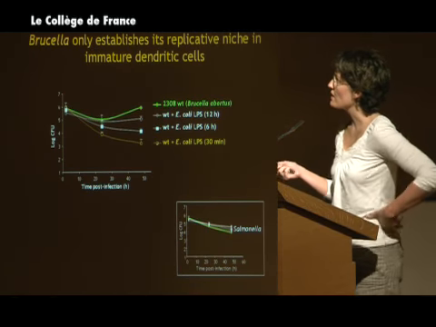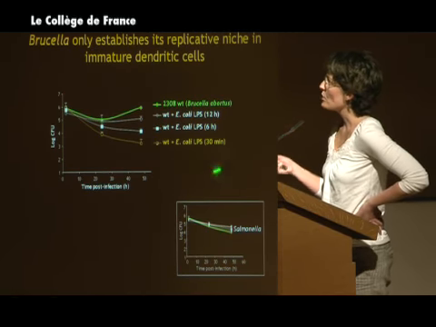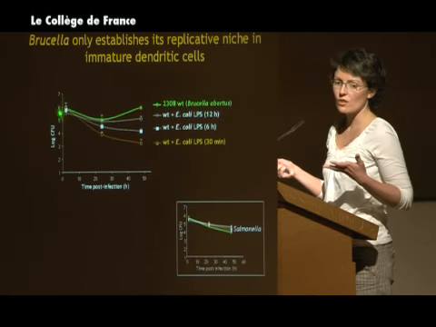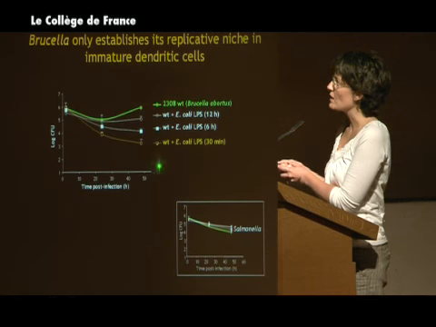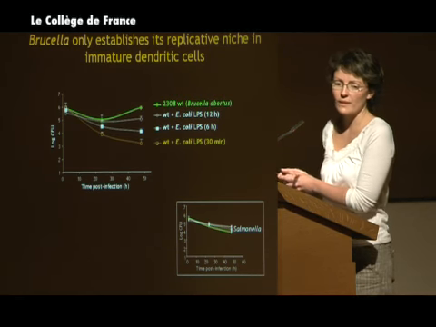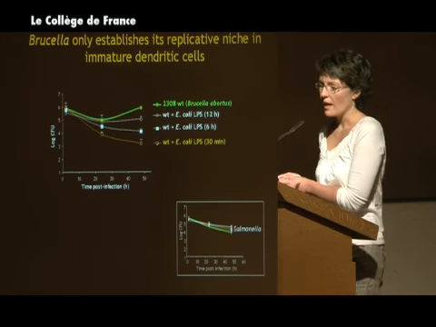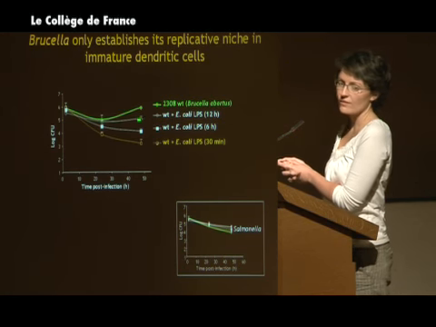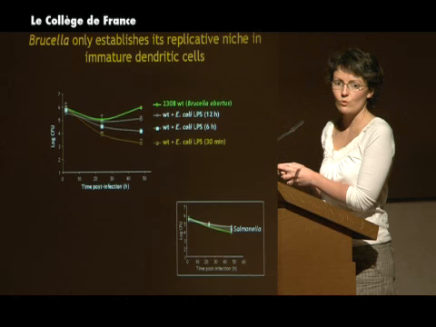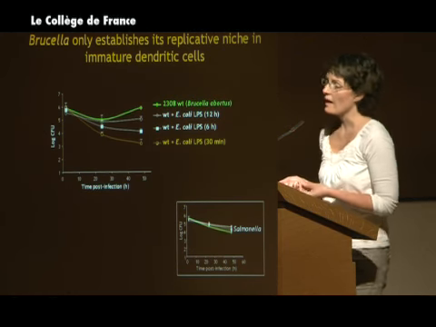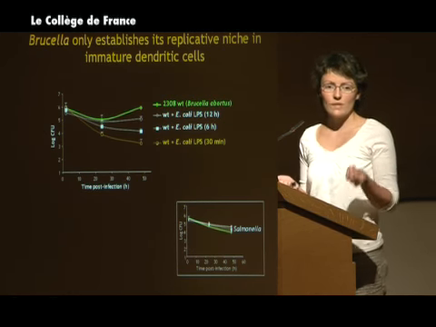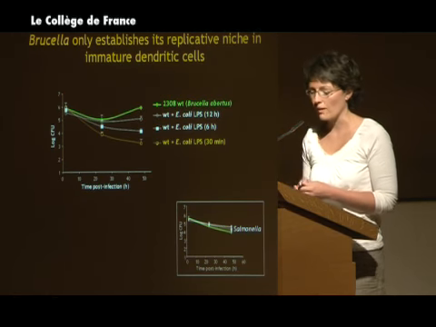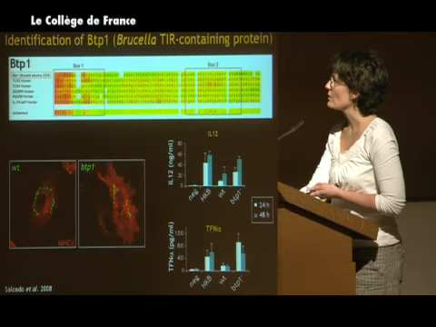And so to do that, we decided to add, for example, E. coli LPS soon after infection, 30 minutes after infection, to induce maturation of dendritic cells. And in this case, we completely inhibit growth of the bacteria inside the dendritic cell. And it's only when you add E. coli LPS 12 hours or after that you start not to have an effect on the Brucella replication. So this says that Brucella needs the dendritic cell to be in an immature state in order to reach the endoplasmic reticulum and start to replicate. So it is important for its virulence.